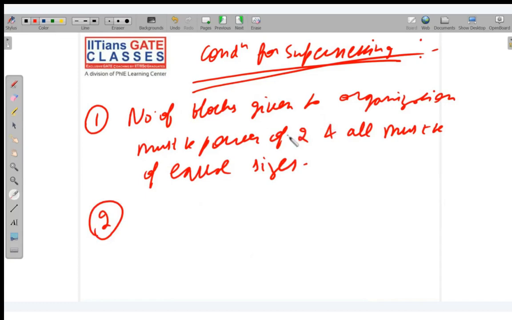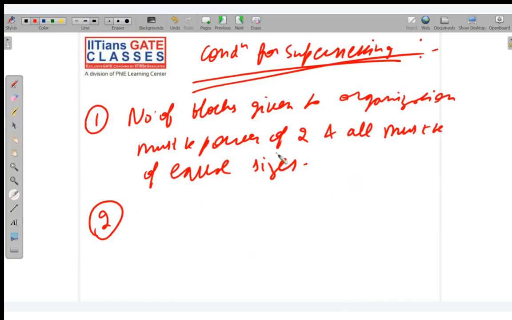a power of 2. That means an organization can demand, if my need is more, I will say please give me 2 blocks of class C, or 4 blocks of class C, or 8 blocks of class C. I cannot demand 6 blocks of class C, or 3 blocks of class C, and so on. Or I cannot demand 3 blocks of class B. So always it should be in power of 2. And all must be of equal sizes. That means I cannot say please give me 1 block of class B and 1 block of class C. No, it is not allowed.